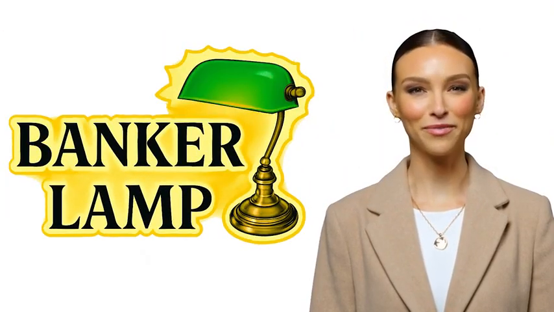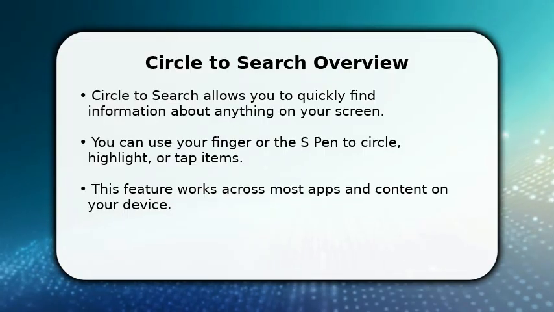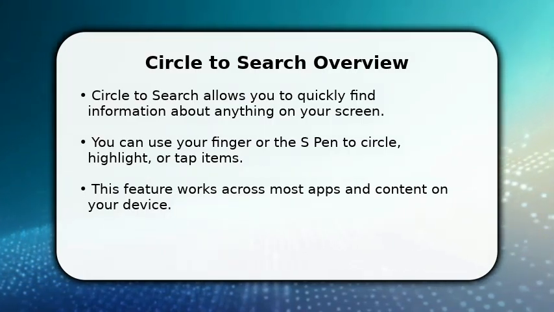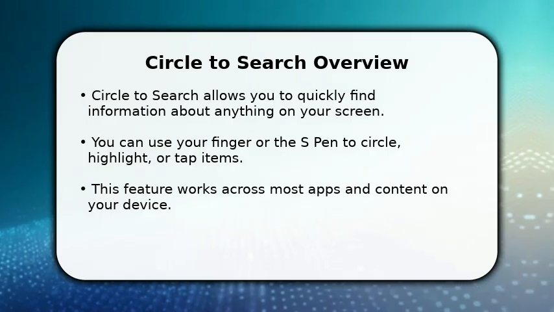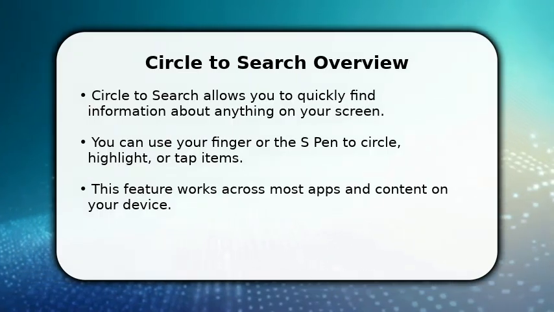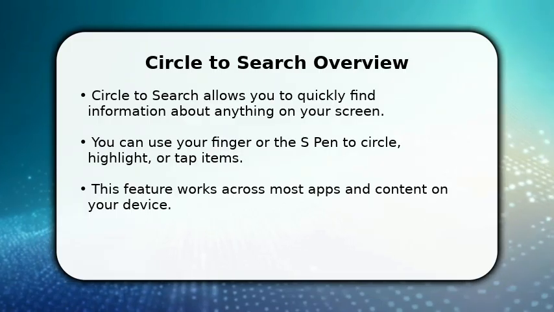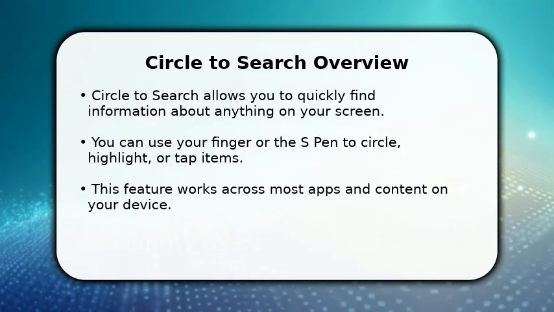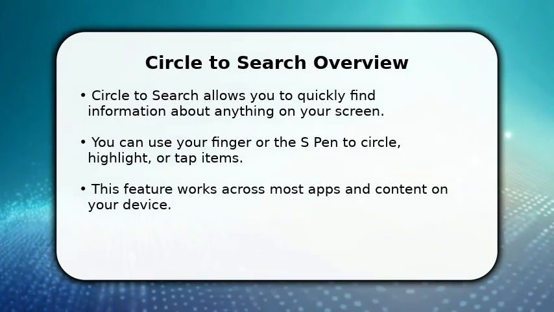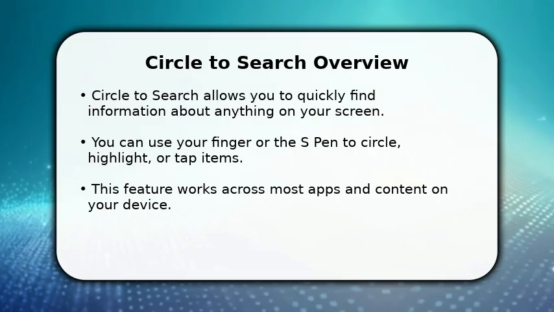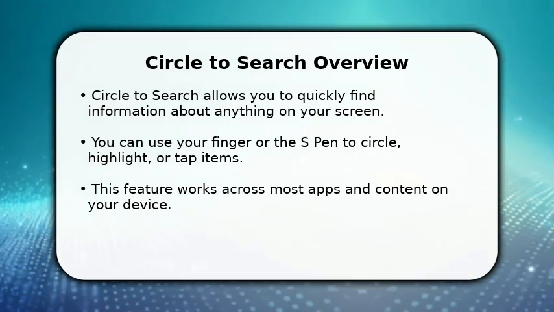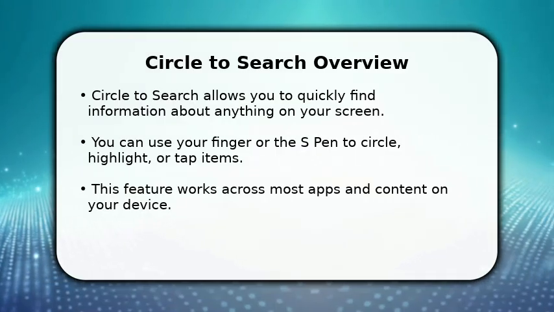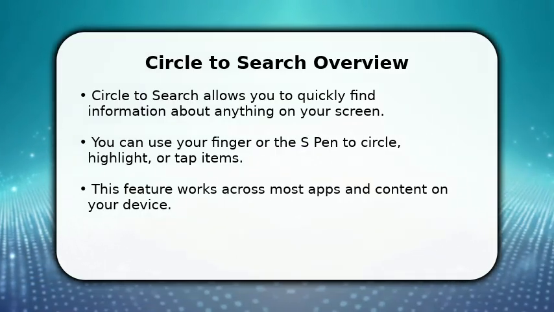Please enjoy the video. In this video, I will explain how to use Circle to Search on your Z Fold device. This innovative feature lets you effortlessly search for anything on your screen by simply circling, highlighting, or tapping it. Imagine seeing an interesting item in a photo or video. With just a quick gesture, you can get instant information without ever leaving your current app. It's designed for seamless, intuitive searching, making your device even more powerful and convenient for everyday use.